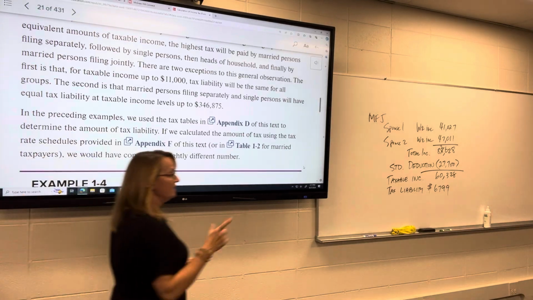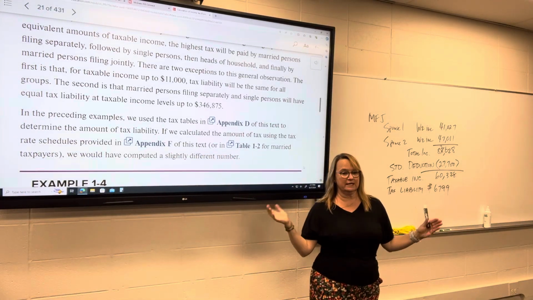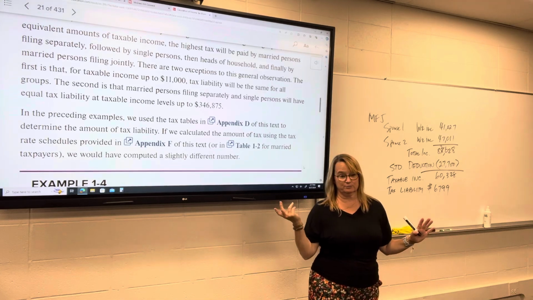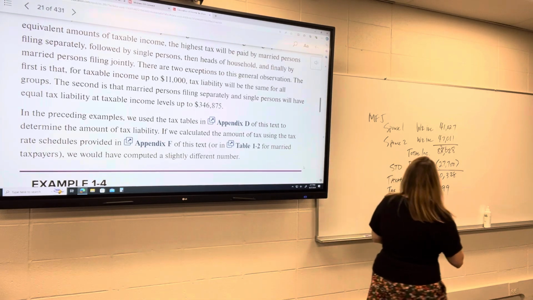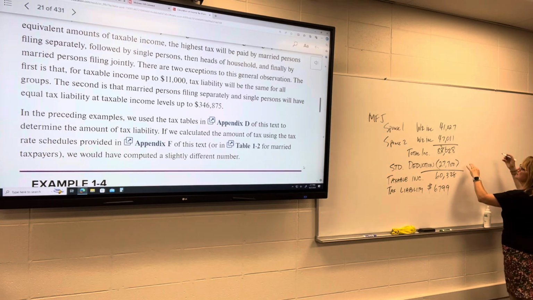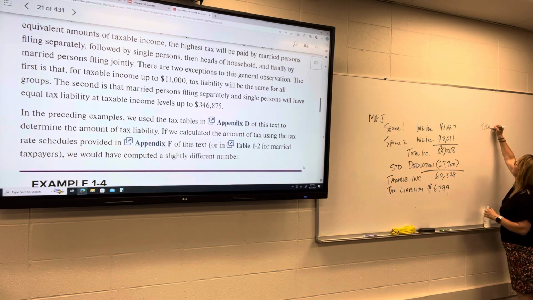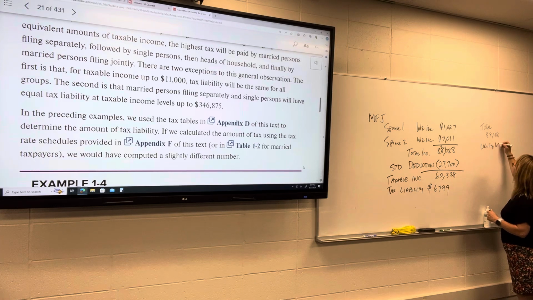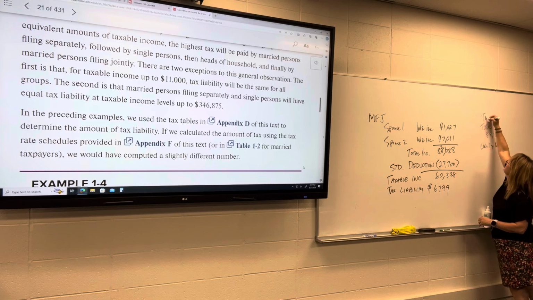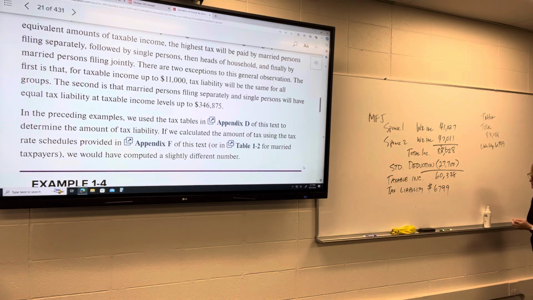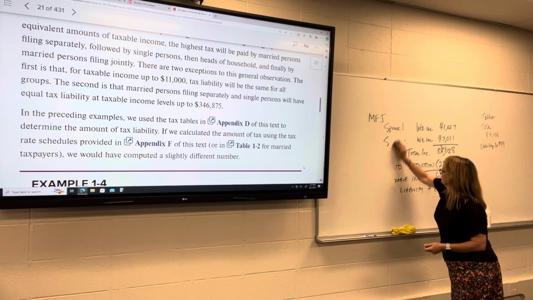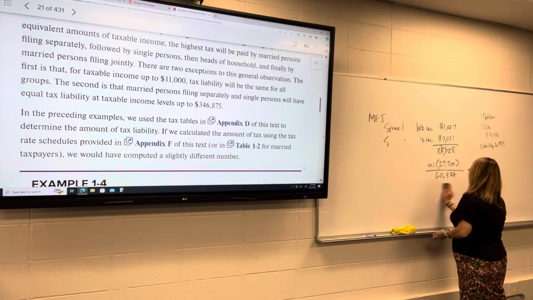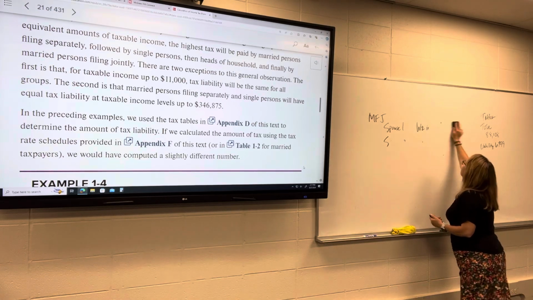The difference shouldn't be much. If you're doing both calculations and you're getting a big difference, like more than $10 or something, then there's probably something wrong. So the total was 88,028, and the liability was 67.99, and this was with the tables. So let's use the tax rate schedule. Schedule versus table, there must be a difference in definition.